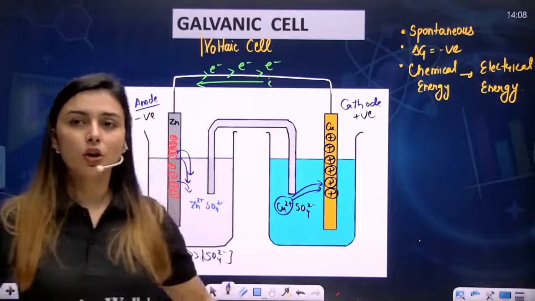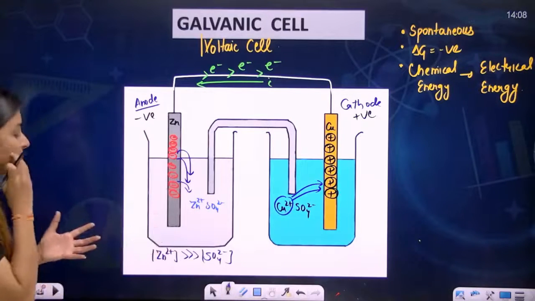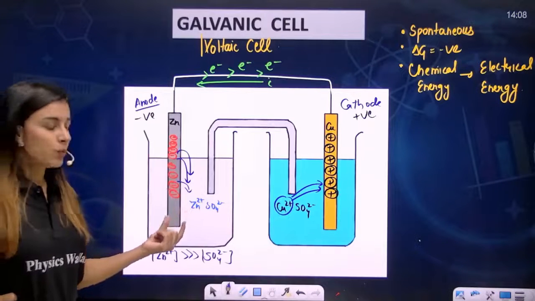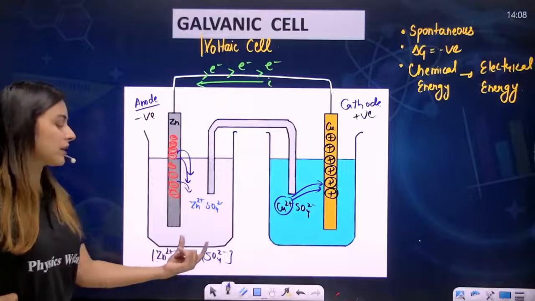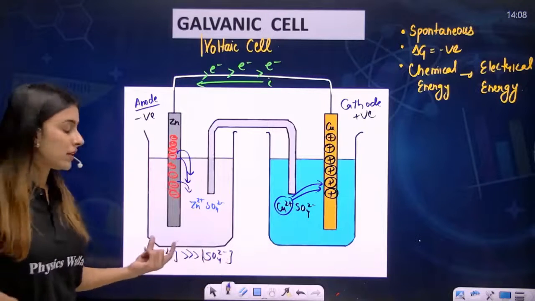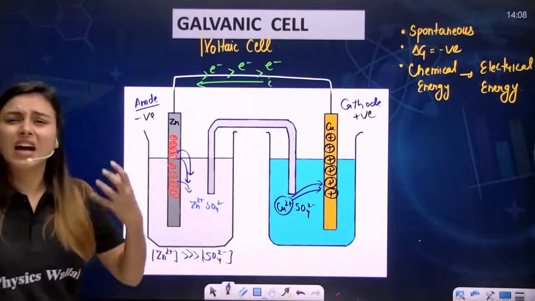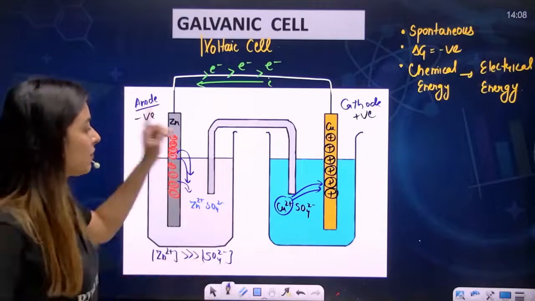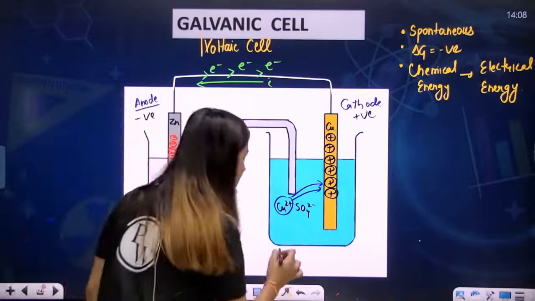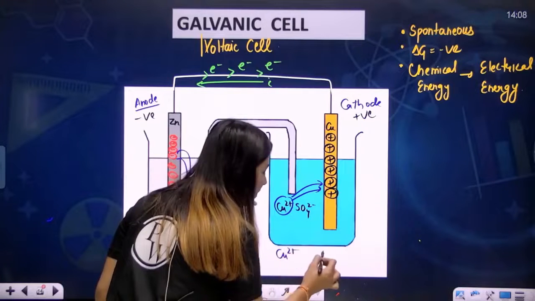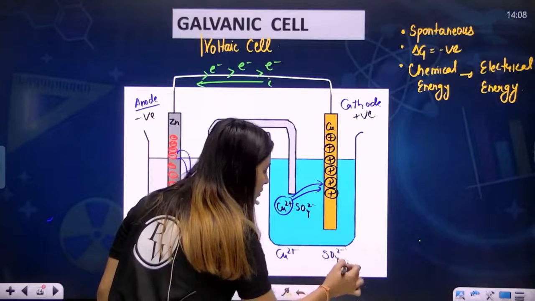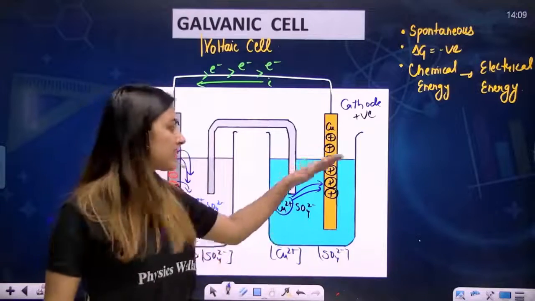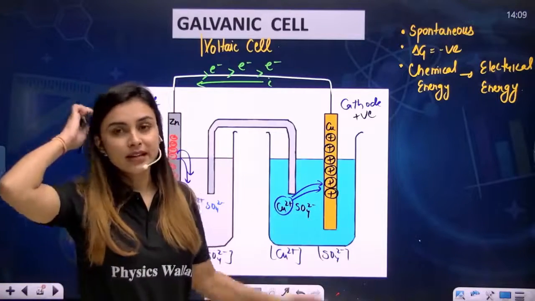Right, after a longer duration of time when the reactions have taken place, a lot of zinc has got converted into Zn2+, and since the Zn2+ concentration has increased as compared to the SO4 2-, this particular solution is highly positive in nature. And in the same way, let's talk about this side. You have copper 2+ and you have SO4 2- ion concentrations.